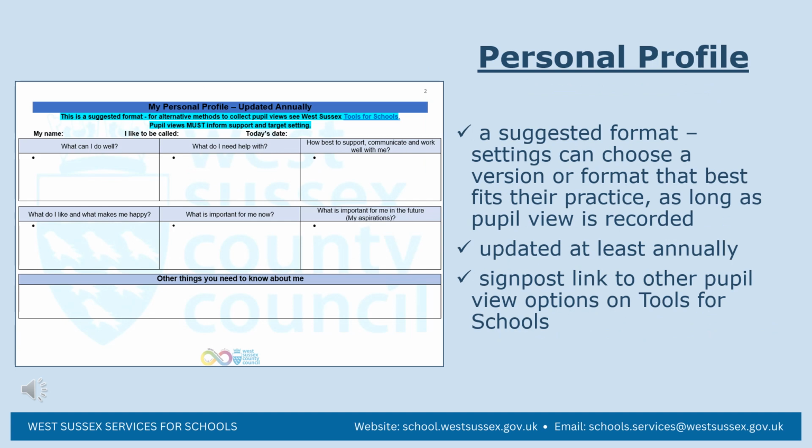There is a suggested format for a one-page personal profile. At the top of this page, the link gives alternative methods of collecting the views of our children and young people. It does not matter which method is used to collect pupil view, as long as their wishes, feelings and aspirations are collected. It's suggested that this is updated at least annually, though you may also prefer that alterations are made on an ongoing basis.